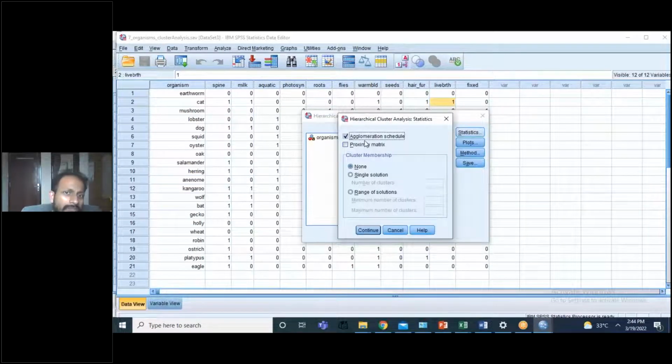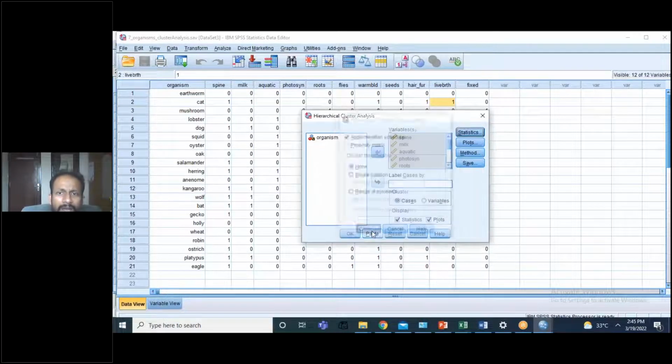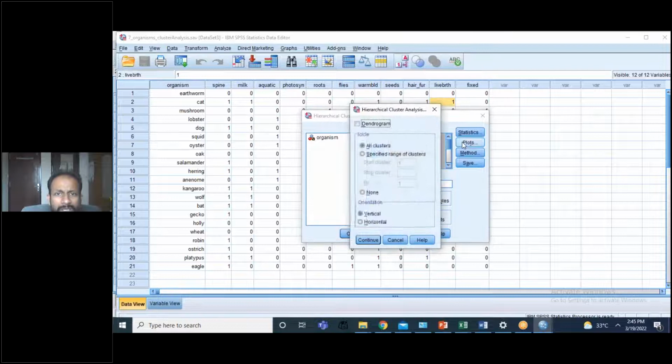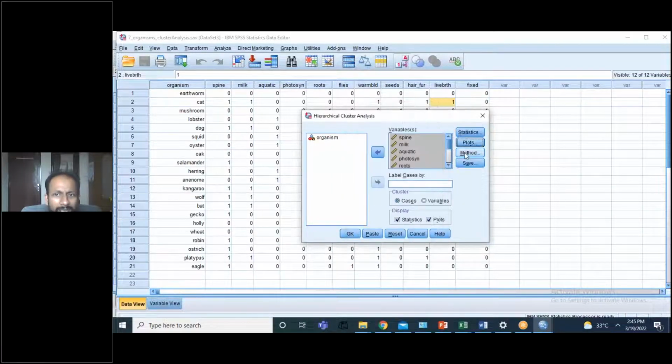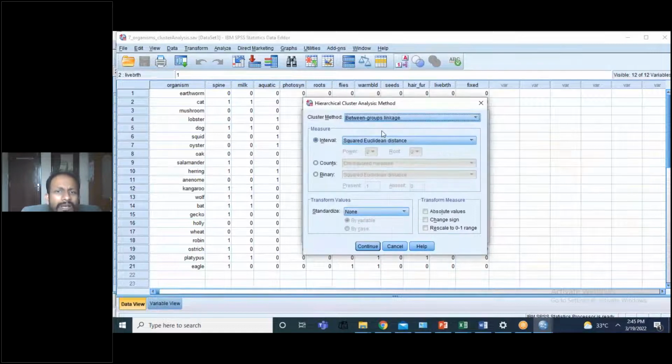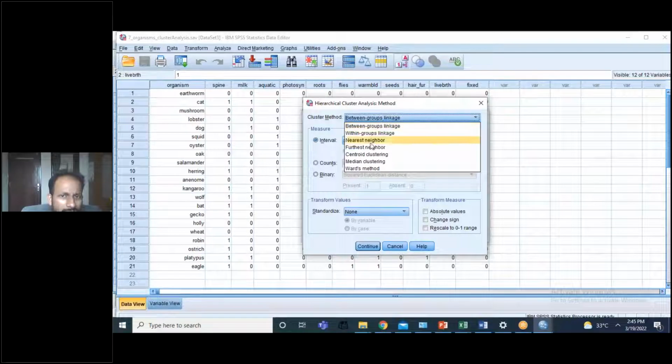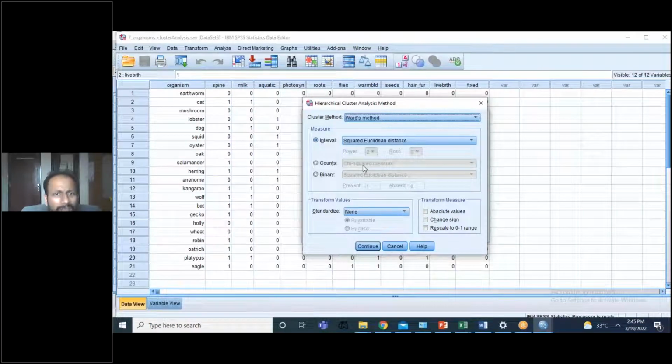In statistics, by default, an option called agglomeration schedule is chosen. Just leave it. Click on continue, and then under plots, don't choose dendrogram. It is a little bit difficult to identify the number of clusters based on a dendrogram, at least for beginners. Go to methods. There are different methods out there, but the one we are going to discuss today is Ward's method.